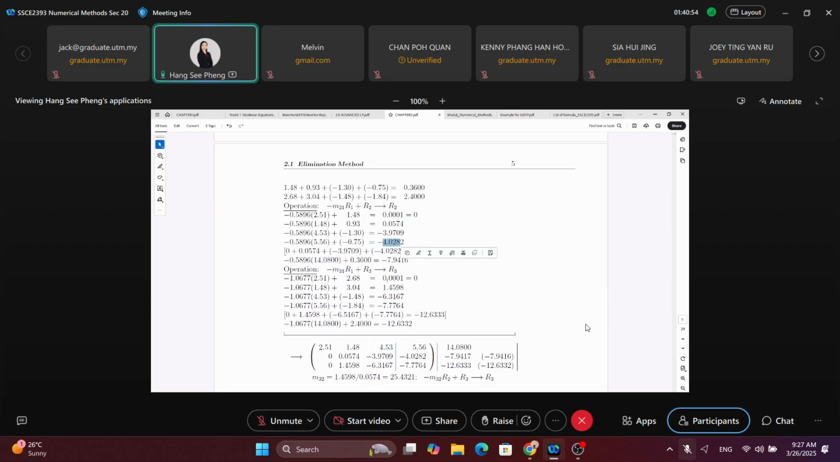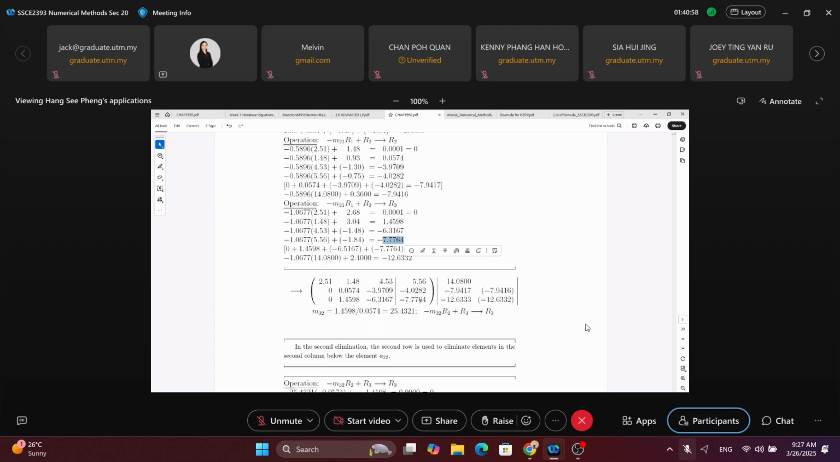Then new row 3 also. Okay, now we obtain this. Okay, so what's the next step? The next step is we want to make it to be 0 so that we can obtain the upper triangular matrix. Yeah, so how to make this become 0?